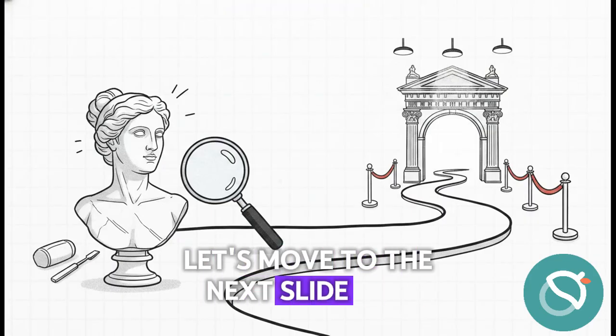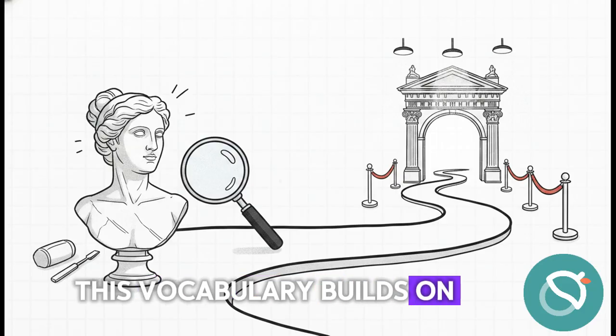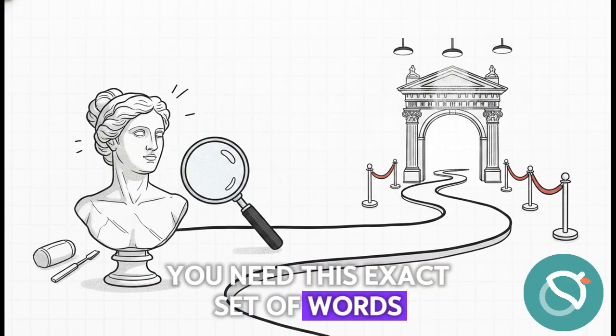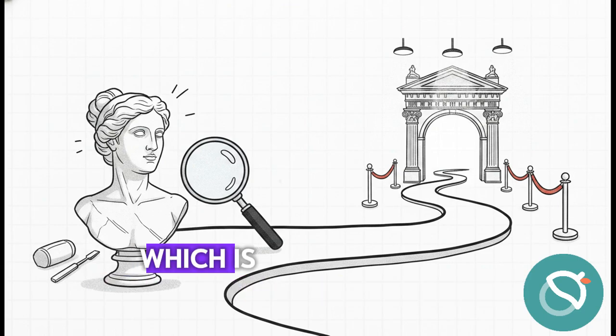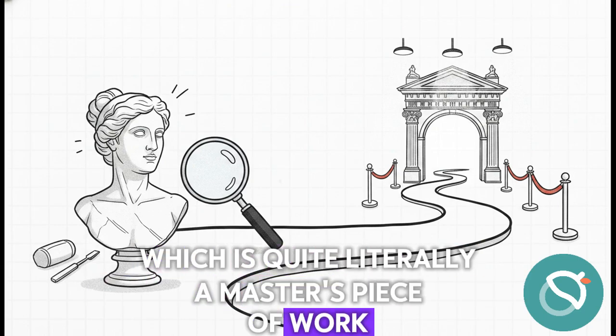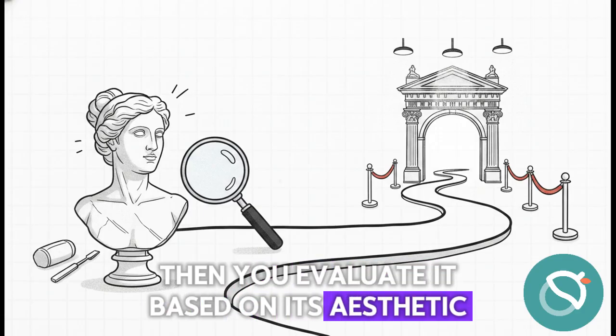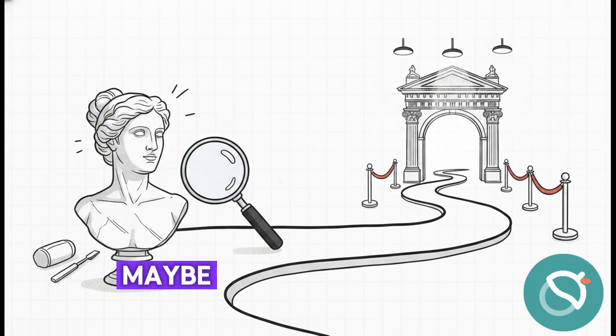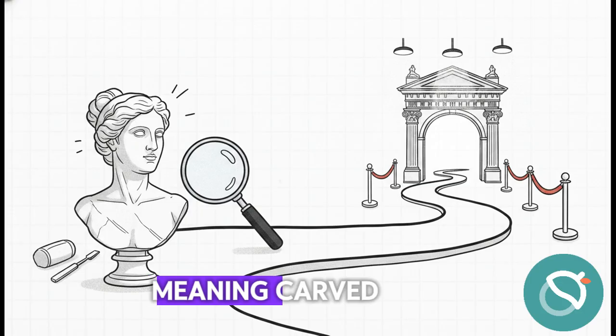Let's move to the next slide and see how this vocabulary builds on itself. If you're going to curate a great museum, you need this exact set of words. You start with a masterpiece, which is, quite literally, a master's piece of work. Then you evaluate it based on its aesthetic, meaning its sense of beauty and how it visually strikes you. Maybe that masterpiece is a sculpture, a word coming from the root sculpt, meaning carved work.